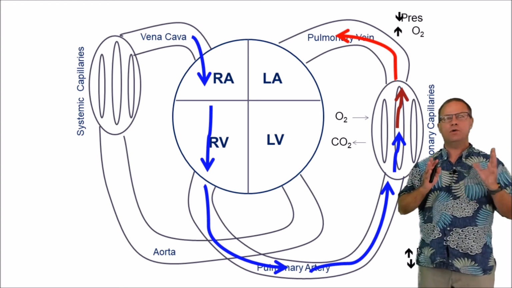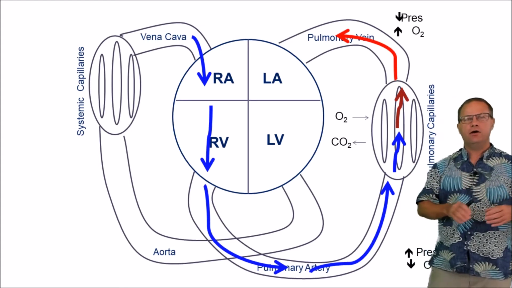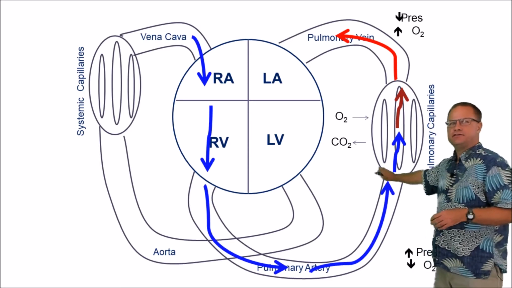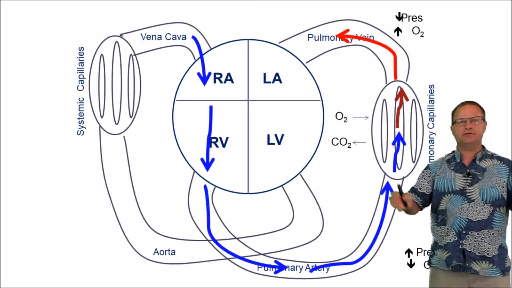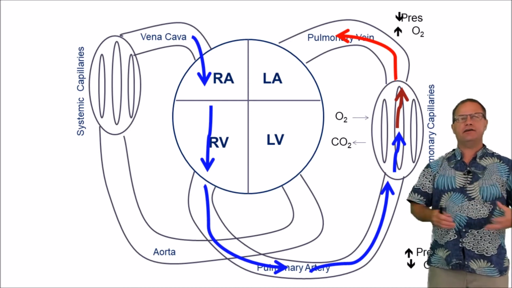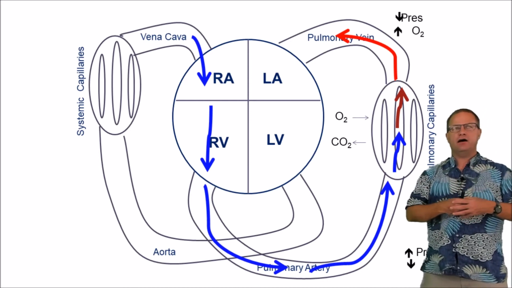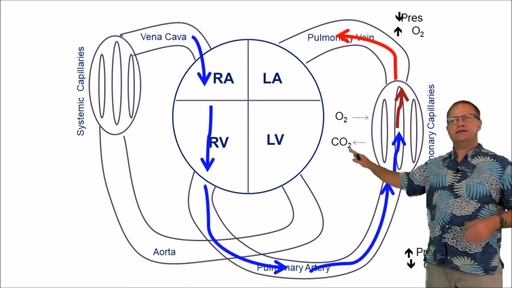Well, the pressure went down. Why did the pressure go down? Well, it went from this big honking blood vessel to this myriad of lots and lots and lots of little blood vessels. So the friction of going through all those blood vessels slowed it down and dropped the pressure. So now we have a low pressure blood, but blood that is oxygenated.